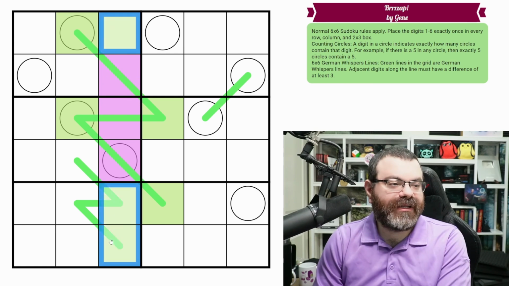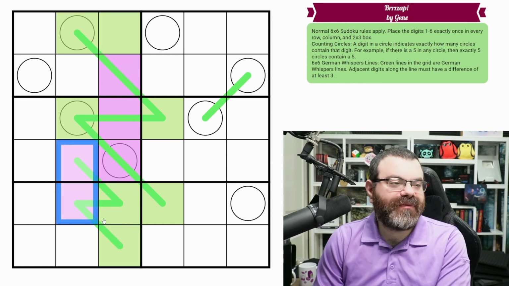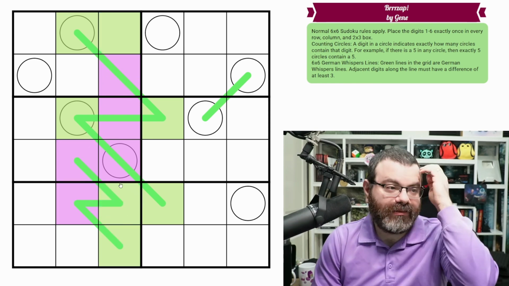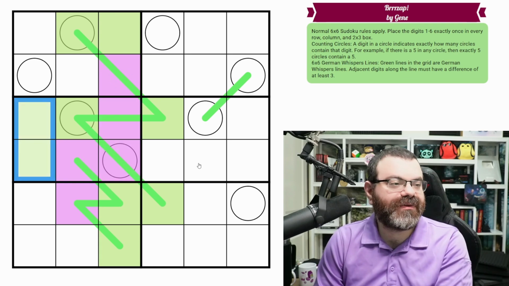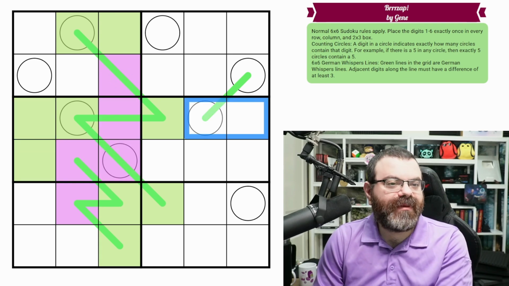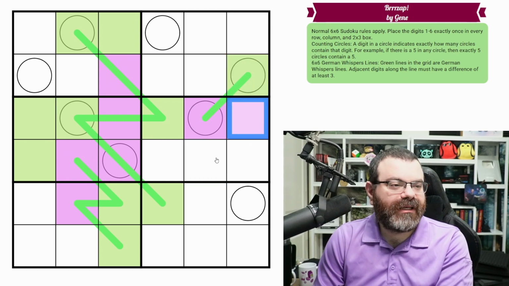So these have to be green. Now that these are both green, these both end up purple just from the alternating every other. 3 purples here make these green. So it looks like this might be a coloring exercise today. Finish the row with 2 purples. This has to be green because of the German whisper line. So all our German whispers are colored now.